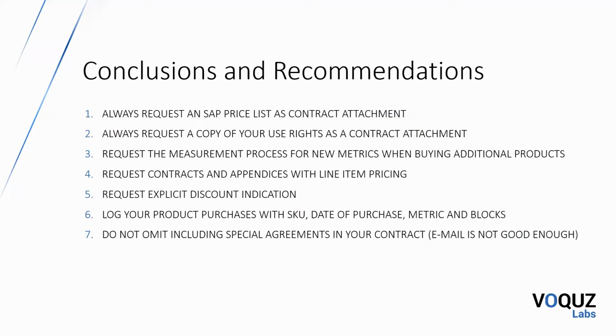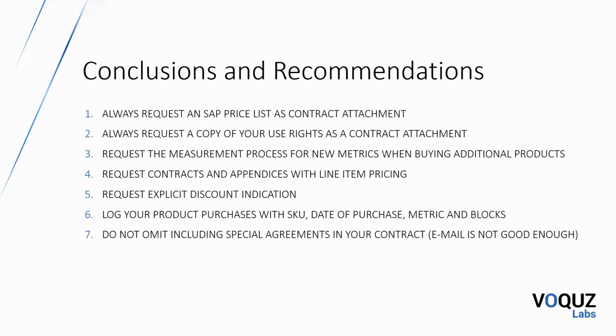So, a summary of key points covered, conclusions and recommendations. Always request an SAP price list as a contract attachment. You should be able to avail of the price list, and you should know the prices and pricing structures of all the products that you're buying from SAP. You have the right to know that, so always request the price list. Always request a copy of your use rights as a contractual attachment. In some cases, SAP will indicate you need to download that from online, but make sure you do, and always ask SAP if they'll supply you a physical copy of that.